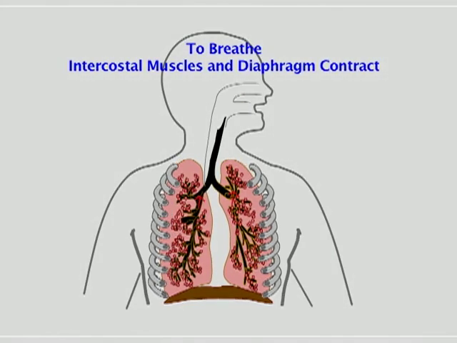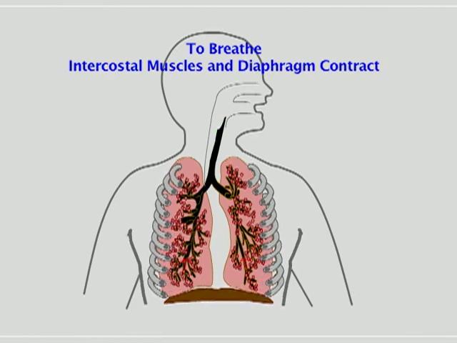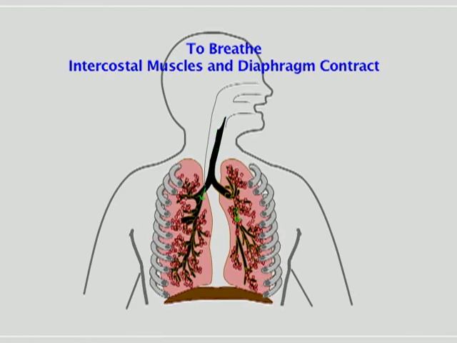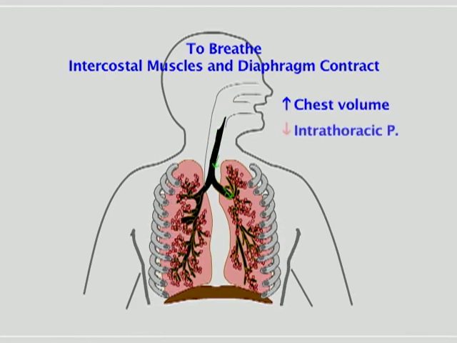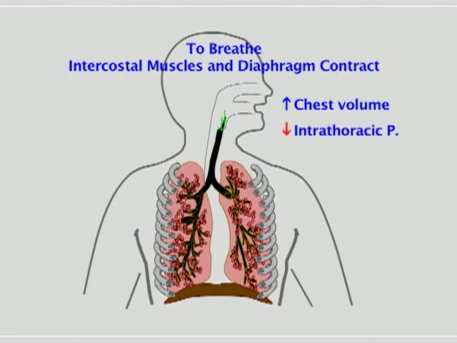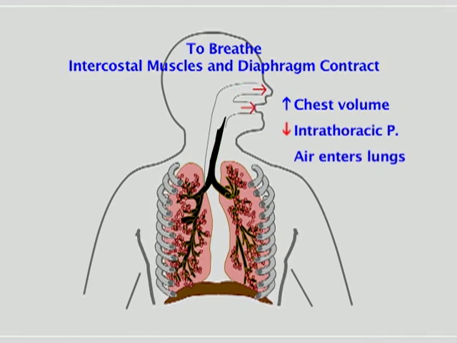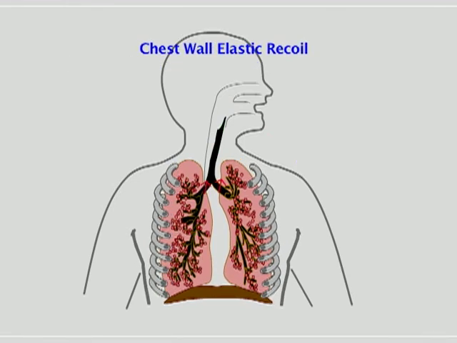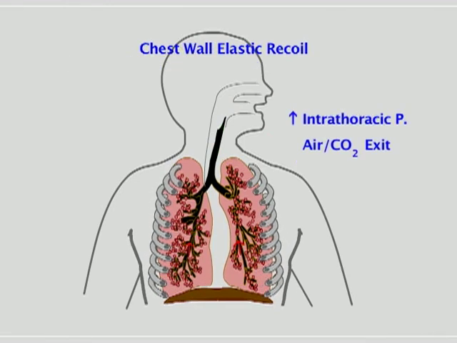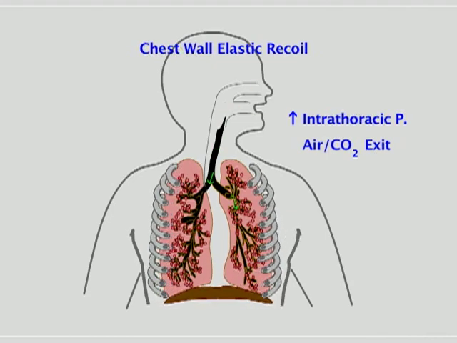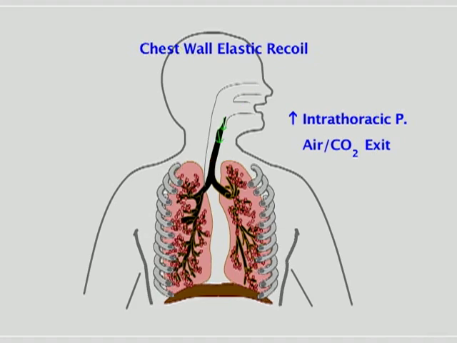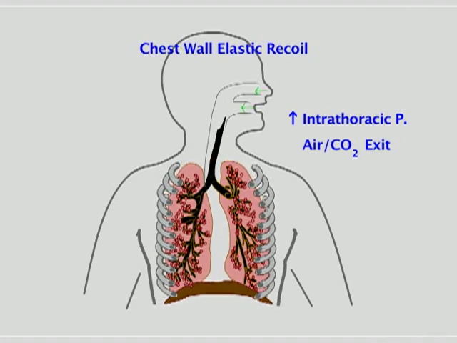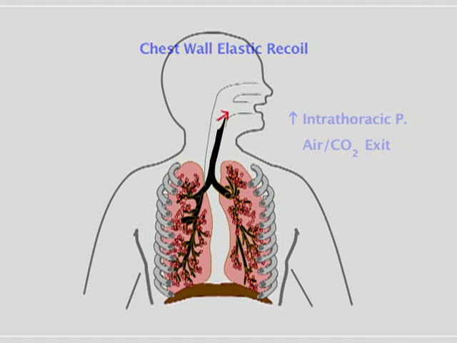To breathe effectively, the intercostal muscles and diaphragm contract, increasing chest volume and lowering intrathoracic pressure. Air is pulled into the lungs through the unobstructed airway. Normal elastic recoil of the chest wall then increases intrathoracic pressure and pushes air and carbon dioxide out through the unobstructed airway. The chest rises with inspiration as the lungs expand and falls with expiration as the lungs deflate.